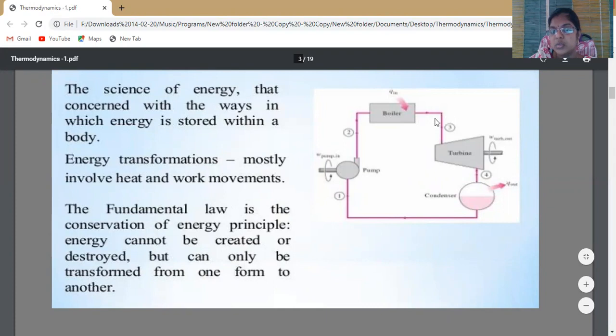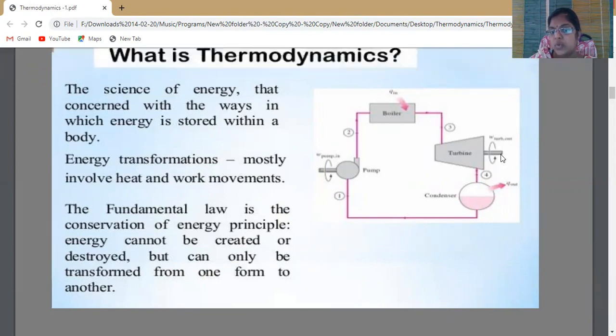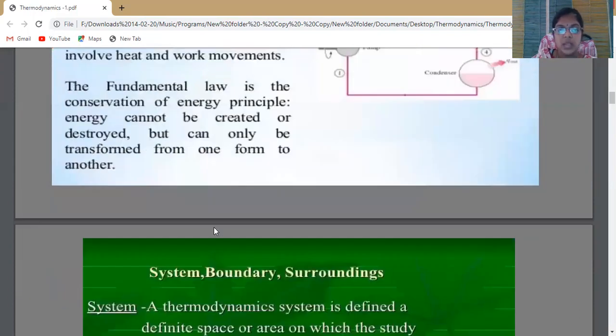Here, water converted into steam is nothing but heat energy. This heat energy is applied to the turbine, and this heat energy is converted into mechanical energy. When the shaft is coupled, connected to the electric generator, the electric generator converts the mechanical energy into electrical energy. So heat energy is converted into mechanical energy, and mechanical energy is converted into electrical energy. So the fundamental law is the conservation of energy principle. Energy cannot be created or destroyed, but it can only be transferred from one form of energy to another form.